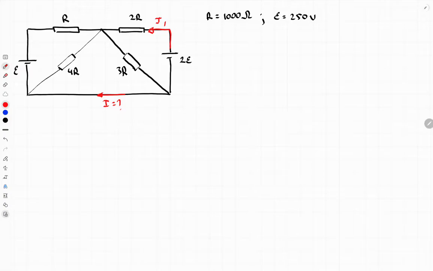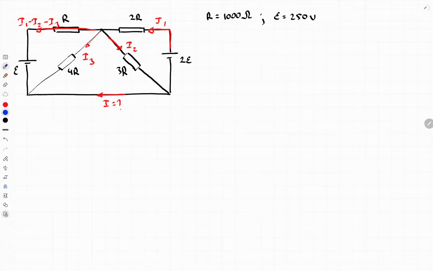The electric current passing through this wire, let it be I2. Here I3, then here it will be I1 minus I2 minus I3. This is due to Kirchhoff's first law. Now let's apply Kirchhoff's second law, and we have three loops basically.